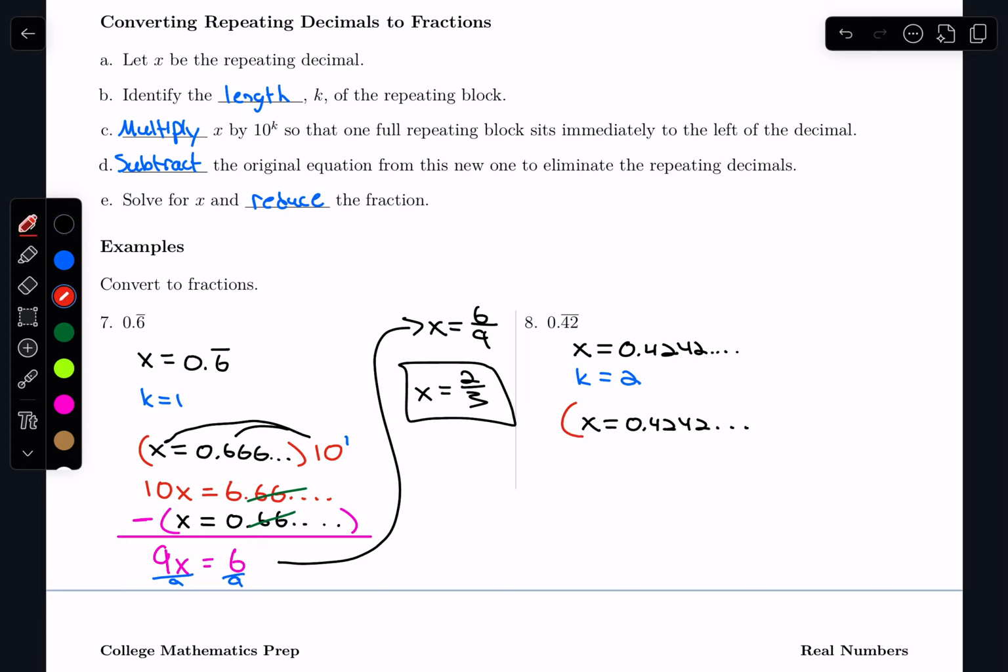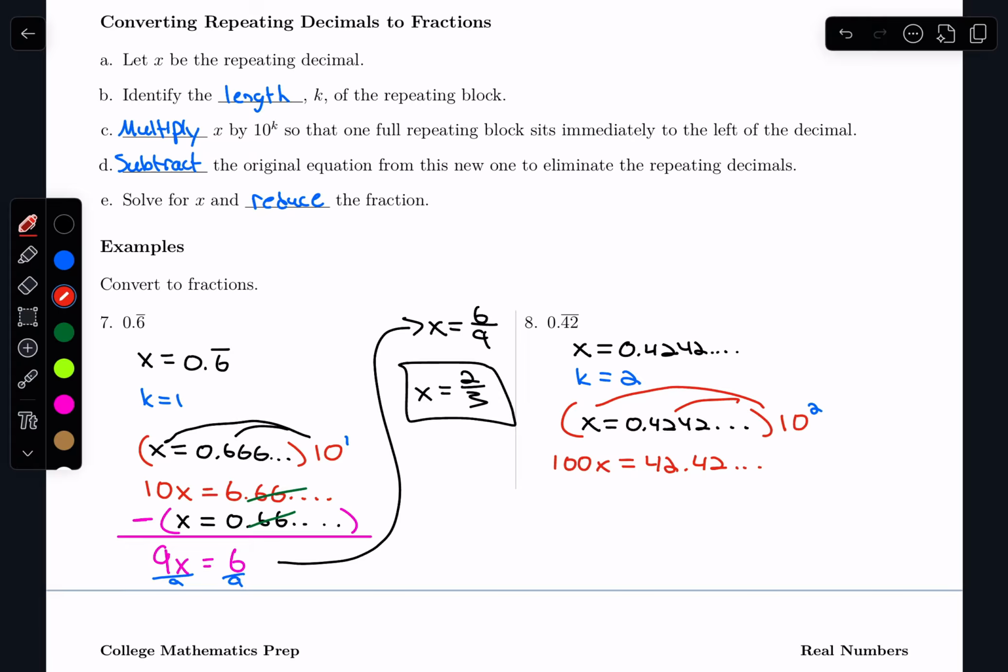And I'm going to multiply this entire thing by 10 to the power 2 because k is 2. So that's just 100. I'm going to multiply by 100. When I multiply both sides of this by 100, because remember I have to distribute to both sides, do that in red. On the left side, x times 100 is 100x. And on the right side, 0.4242 times 100, we just move the decimal place twice to the right. So we get 42.42 with a dot, dot, dot, because those 4 2's keep going.